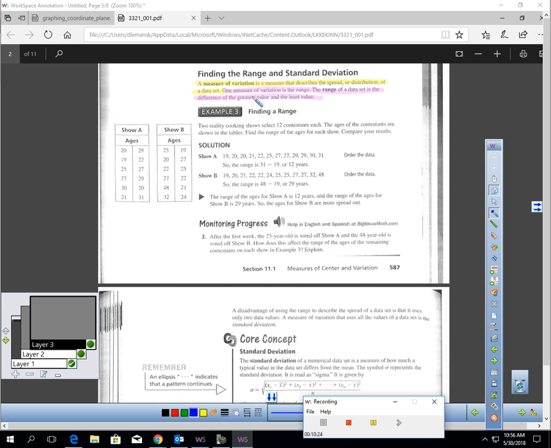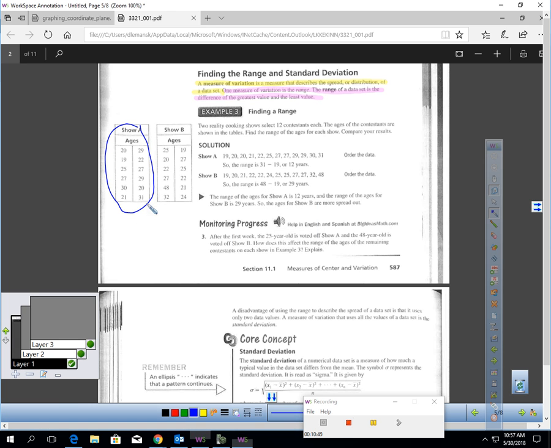A measure of variation is a measure that describes the spread or distribution of the data set. One measure of variation is range. Range of a data set is the difference between the greatest value and the least value. So if I look at show A and I want to find the range, what I can do is find the high value in the group. The highest value here I see is 30, and the lowest is 19.